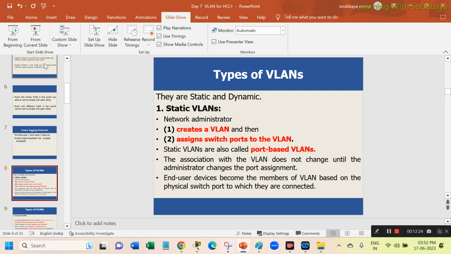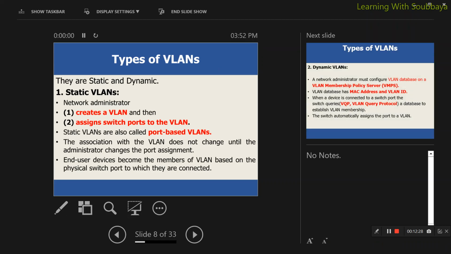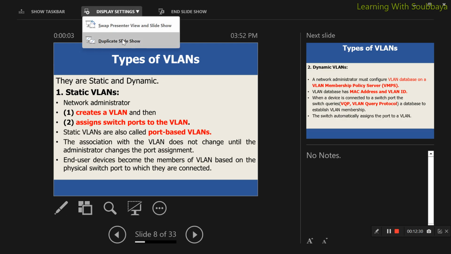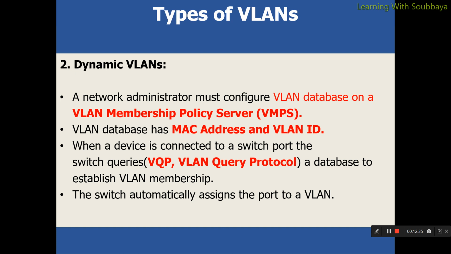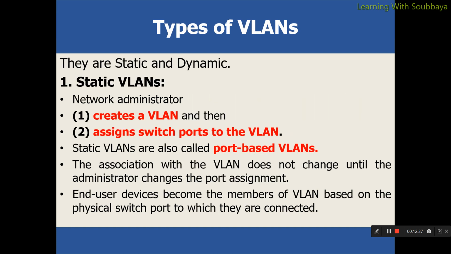Apart from that, there are two types of VLAN available: one is called static VLAN, and the other is called dynamic VLAN. So what is static VLAN?